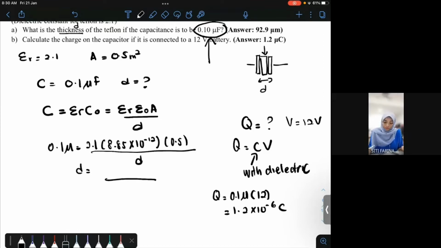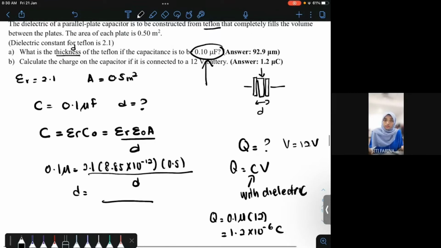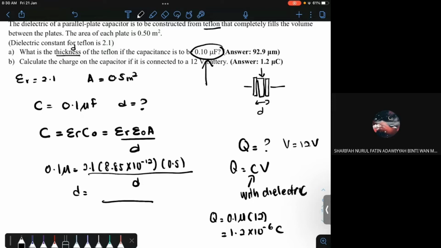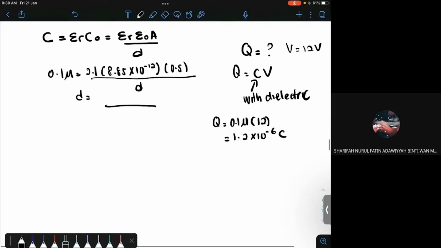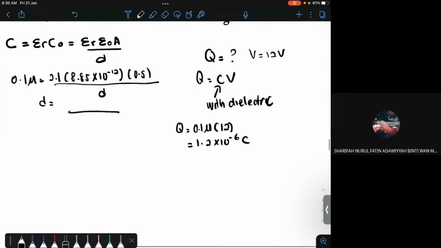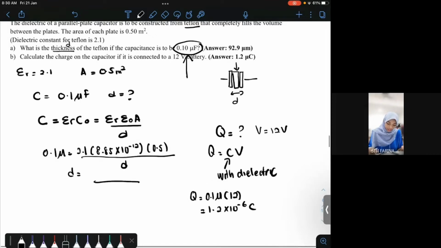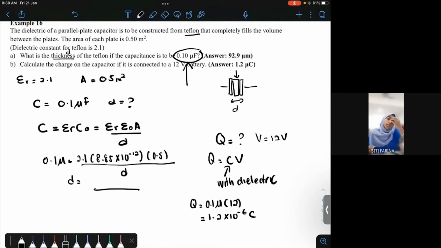Alright? So we proceed. If you have any questions, you can ask, if you have anything that you don't understand regarding capacitor with dielectric.